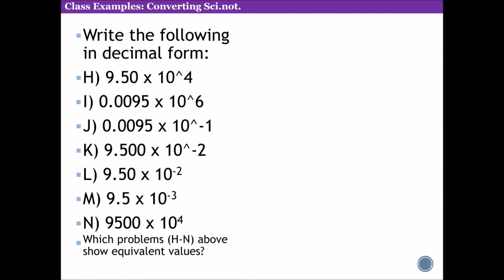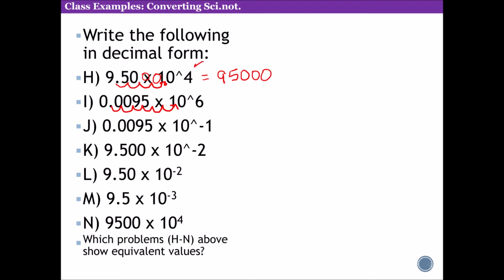Okay, now let's write these in decimal form. 9.50 times 10 to the 4th. 1, 2, 3, 4. You're moving your decimal four places to the right, or in other words, multiplying by 10,000, and fill in the missing spaces with zeros. On I, 0.0095 times 10 to the 6th, 1, 2, 3, 4, 5, 6.